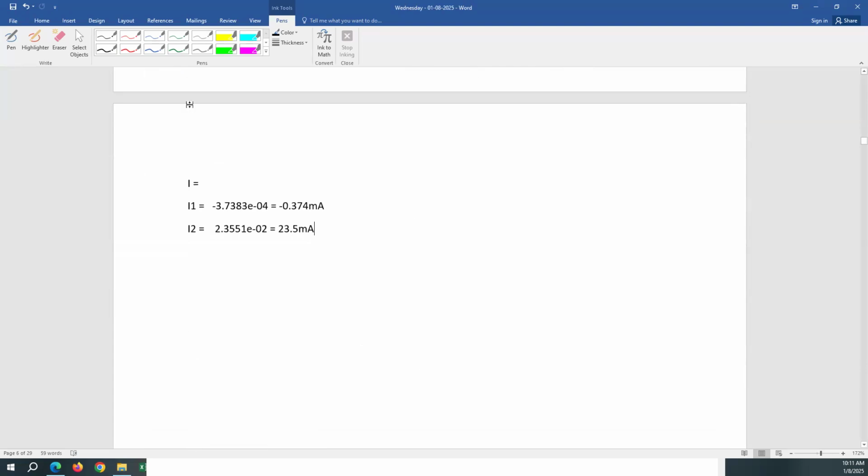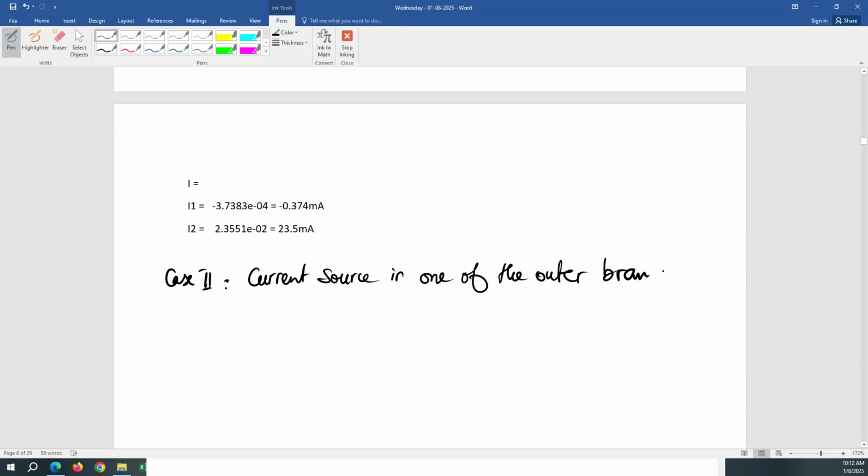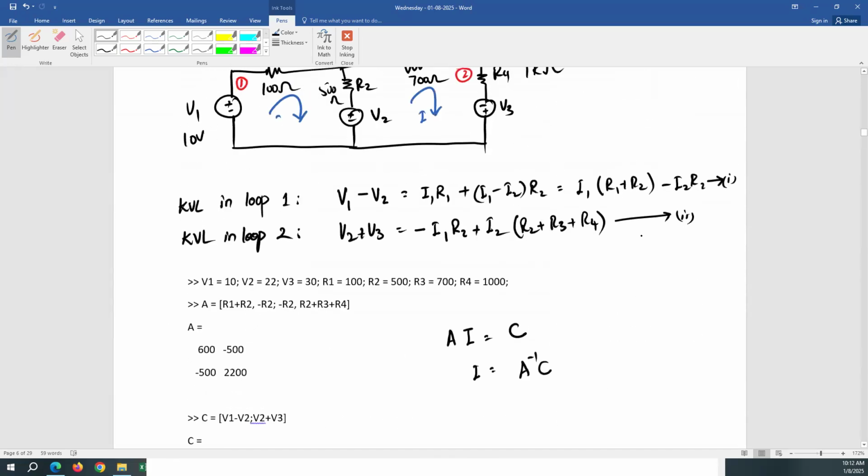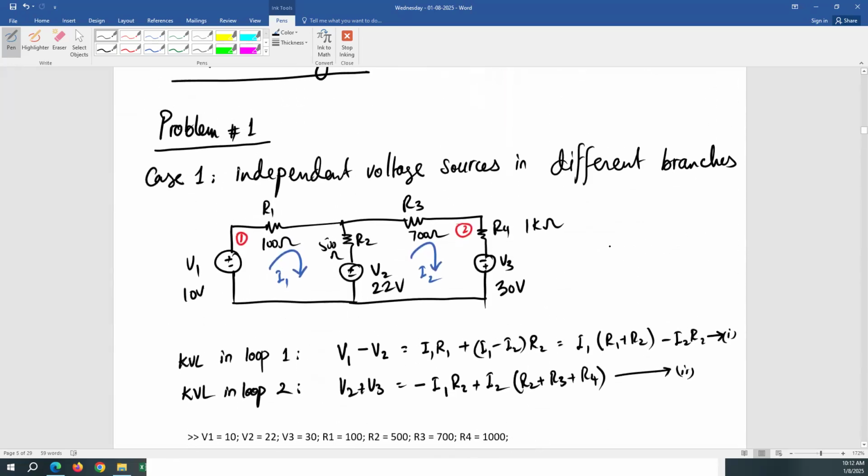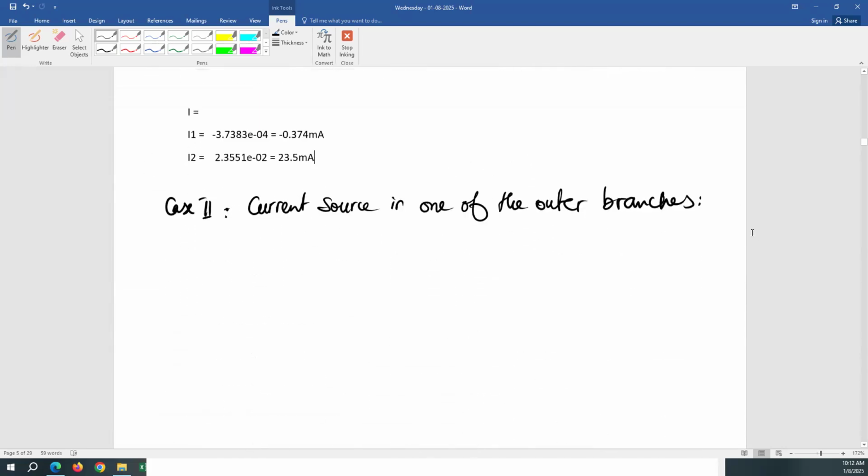So the second case, number 2 of mesh analysis, is what? You have a current independent source in one of the outer branches, not loops. That's the second case. You have a current source in one of the outer branches, or current sources in outer branches. Example of this.